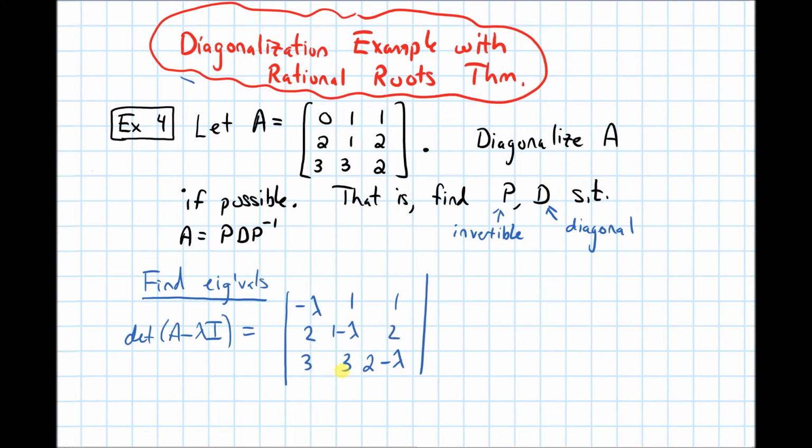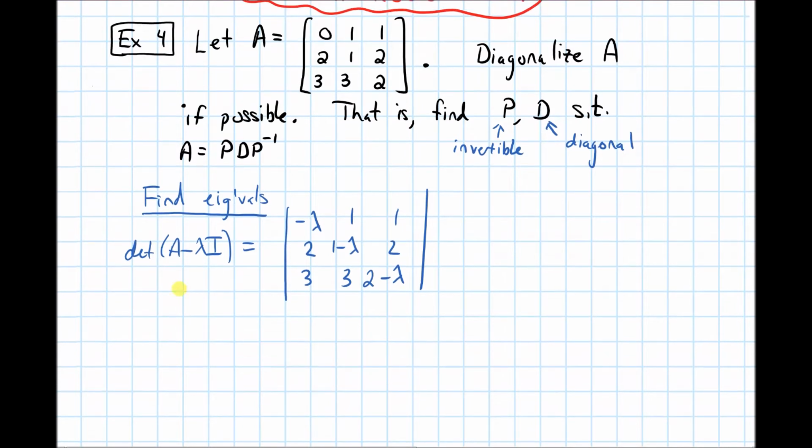So now let's take the determinant. When we do a cofactor expansion to compute this determinant, there's no great row or column that's going to simplify the computation tremendously. I don't have zeros in this matrix. So at this point, I just have to dive into it. Let's just expand along the first row. I could do other rows or columns, but let's just do this.